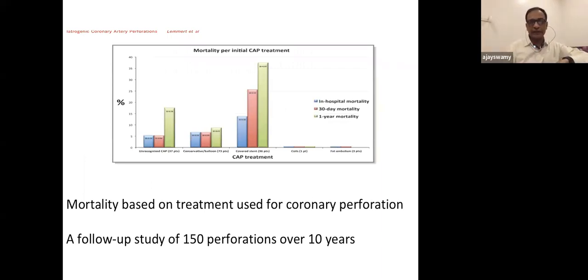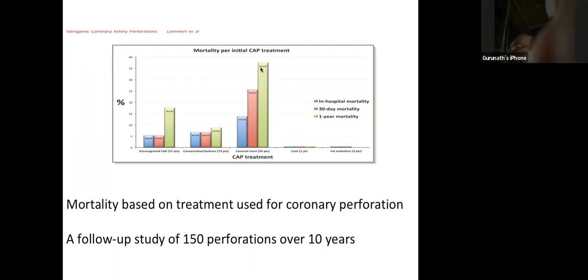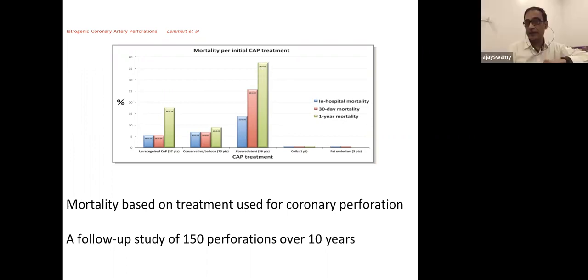This is the mortality, a follow-up study of 150 perforations over 10 years. If you see unrecognized coronary artery perforation, which is 37%, this has a fairly high mortality. Even the presence of a covered stent does not protect you from mortality. The 1-year mortality of even patients with covered stents is fairly high, up to 30%. So this is a figure that we must look at very carefully.